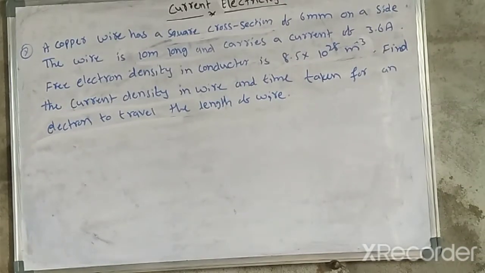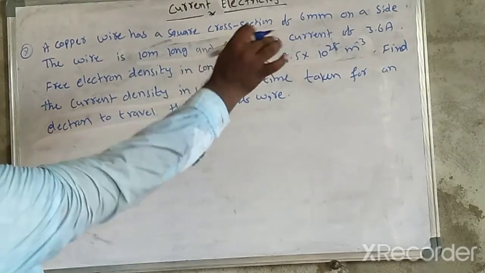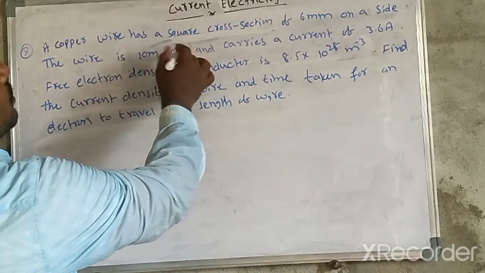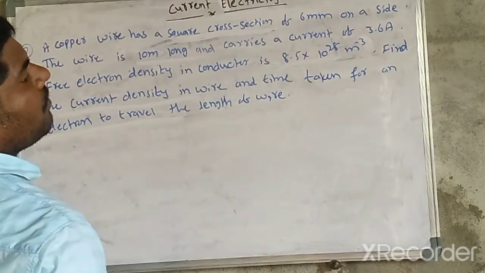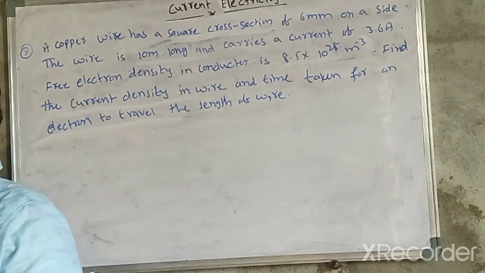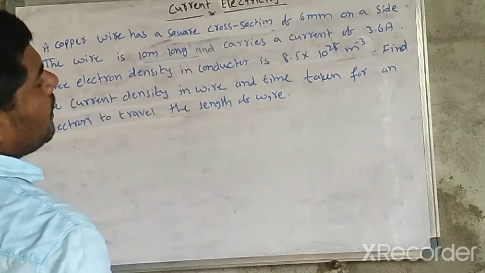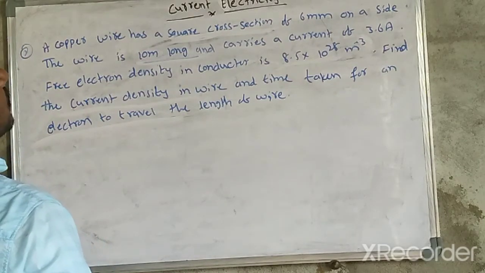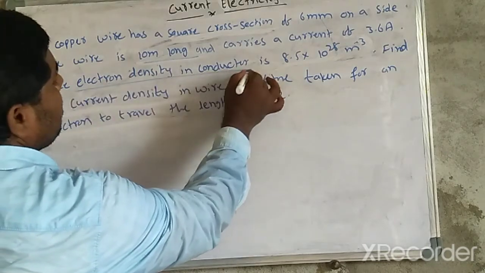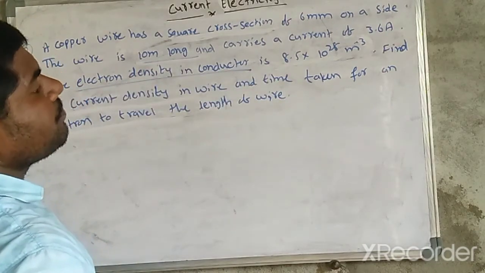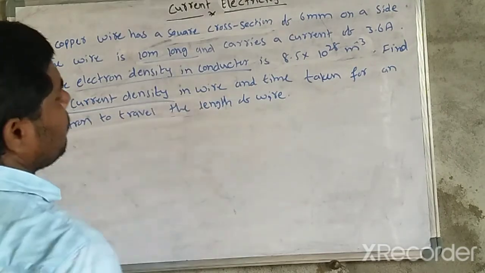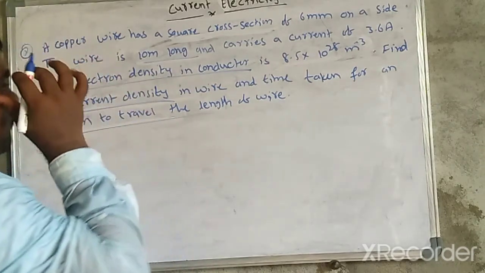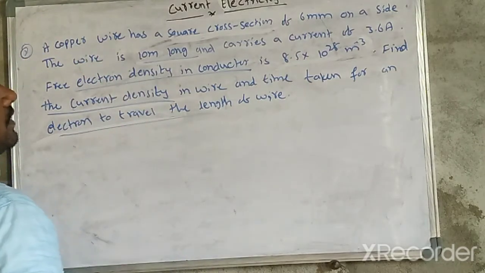So another important model here. A copper wire has a square cross section of 6 mm on a side. The wire is 10 meter in length and carries a current of 3.6 ampere. The free electron density in the conductor, nothing but the n value. First question, find the current density. Second question, find the time taken for an electron to travel the length of the wire.